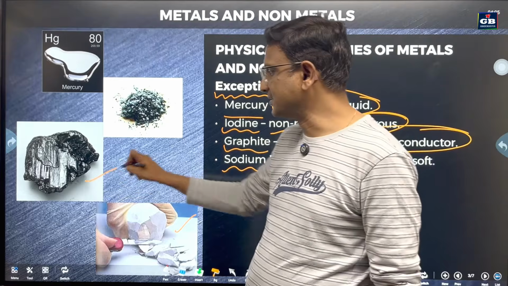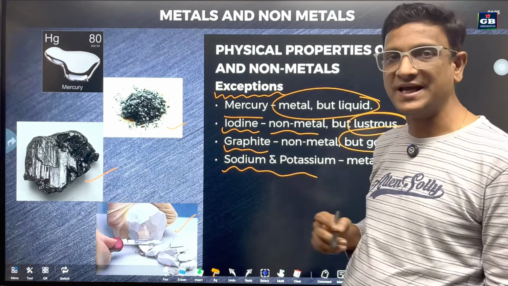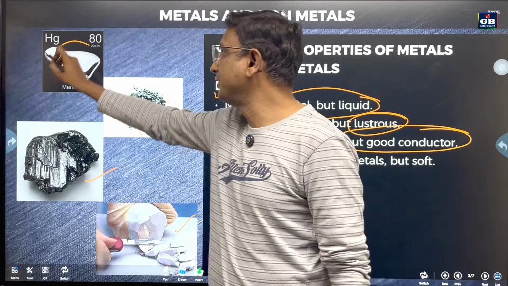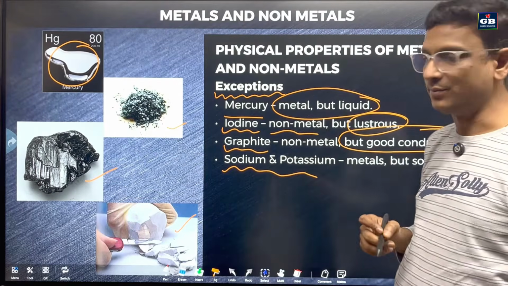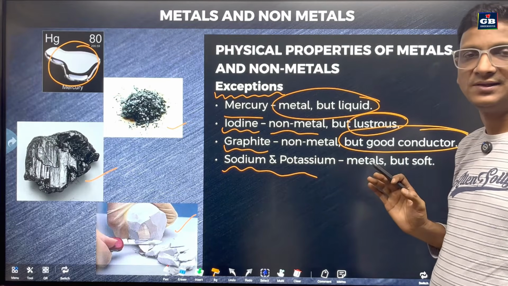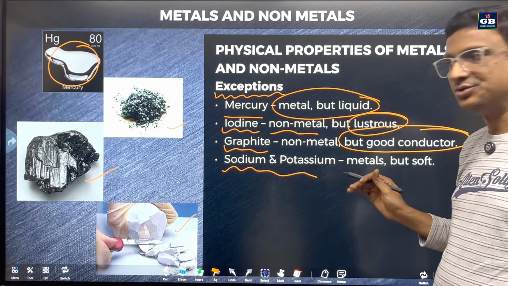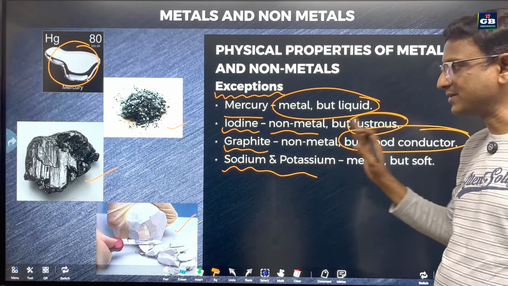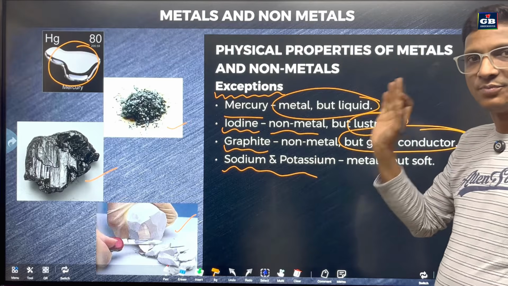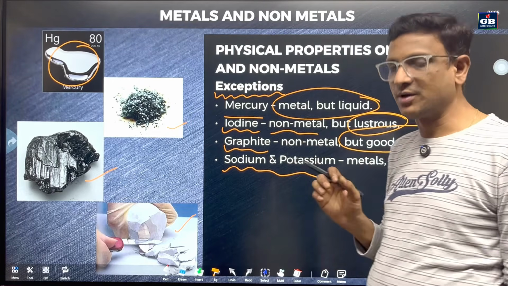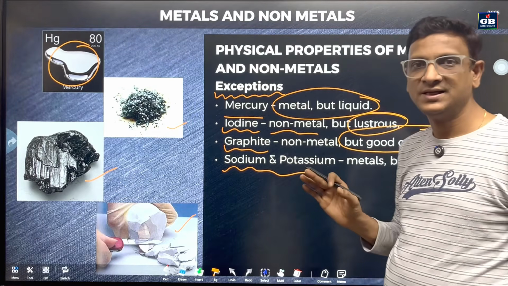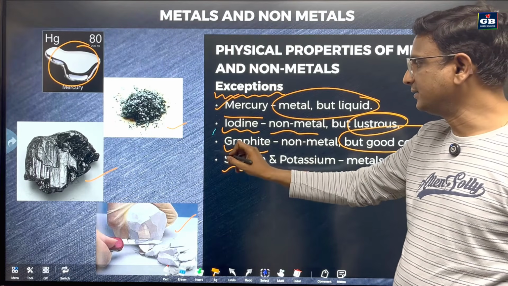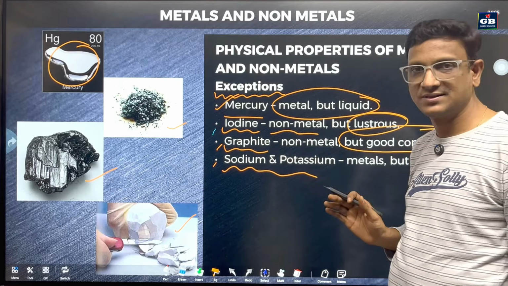And graphite is a good conductor. Iodine, see, it is having the shining. It is a non-metal, but still it is having the shining luster. And mercury is a metal that exists in the form of a liquid. These are the exemptions, children. Usually they do not comply with the properties of metals and non-metals. The general properties of metals and non-metals we have seen do not apply to these cases like mercury, iodine, graphite, sodium. These are all exemptions, right?